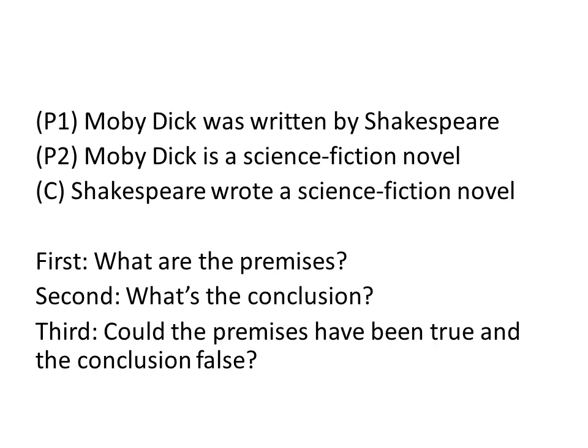So here's how I've reconstructed the argument. Premise 1, Moby Dick was written by Shakespeare. Premise 2, Moby Dick is a science fiction novel. Conclusion, Shakespeare wrote a science fiction novel. So what we want to do is figure out if the premises are true, does the conclusion have to be true as well, or could it be false? What we want to do is imagine a situation where the premises are true and see what follows from them. Is it the case that the conclusion has to be true or not?